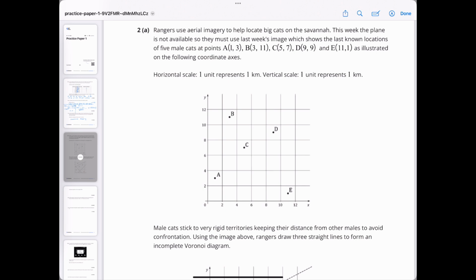Right, rangers. Oh, this looks like a Voronoi diagram, which is rather fun. Rangers use aerial imagery to help locate big cats in the savannah. This week the plane is not available, so they must use last week's images, which show the last known locations of 5 male cats. So A was at 1-3, etc. You can see them all on this.